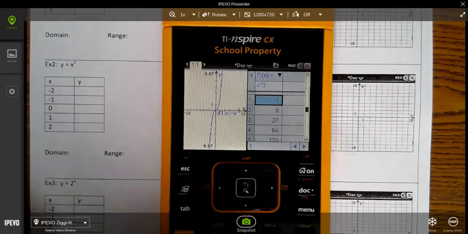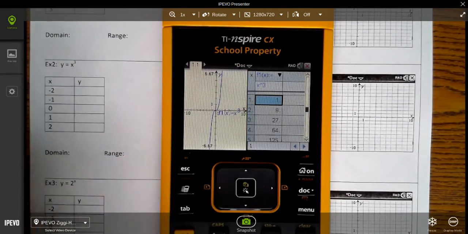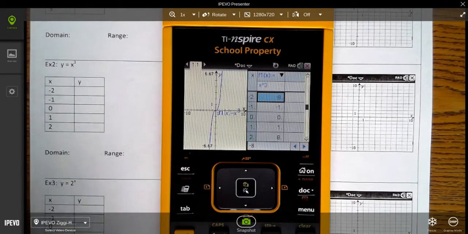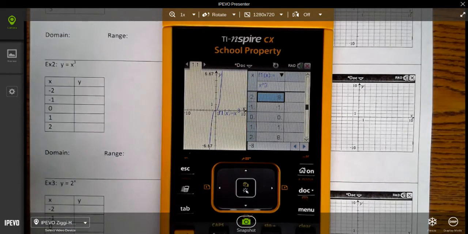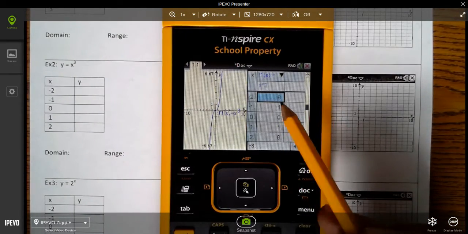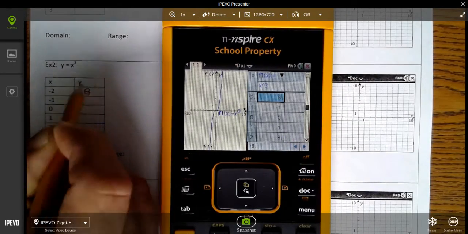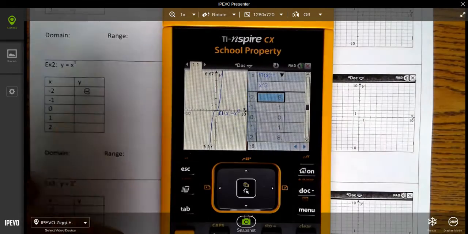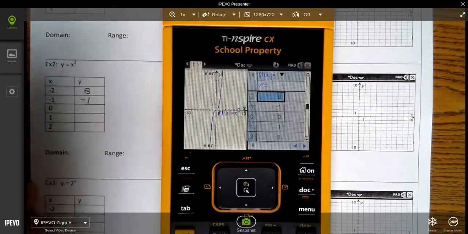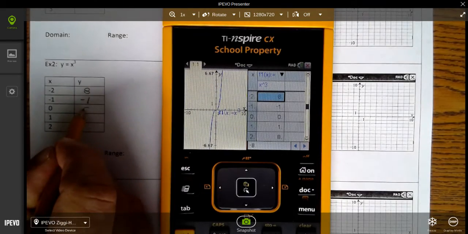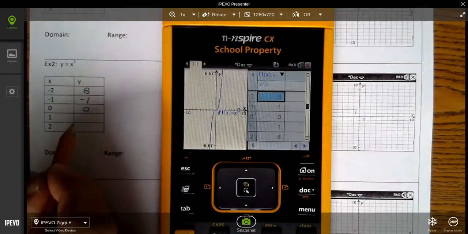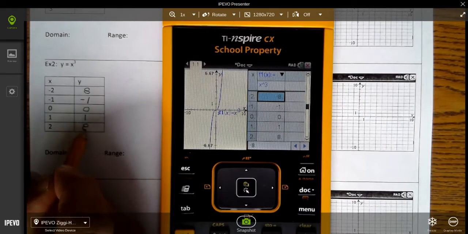And then on our paper, we start at -2, so I'm going to move up to get to -2. Now, if you don't have an Inspire, you might have an 84 or Desmos. Either one of those will give you the graph and table. But if not, in the video, we have this together. So let's go and complete the table. So we have -2, -8. We have -1, -1. We have 0, 0, 1, 1, and 2, 8.